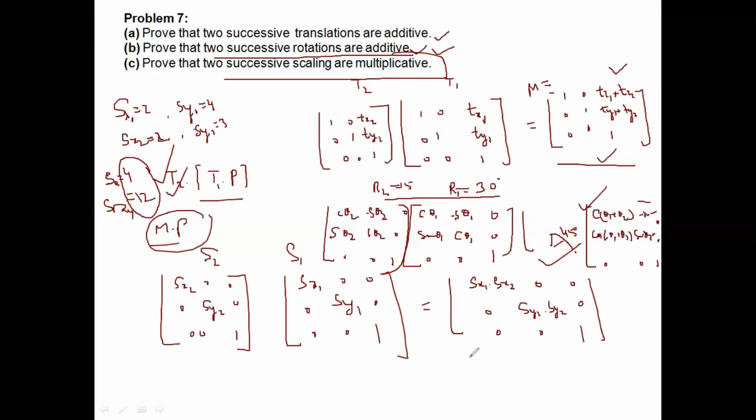Okay, so we can use this matrix directly by saying that two successive scalings are multiplicative. In the examination, these proofs can also be asked: to show that if we are doing two successive translations, they are additive, and if we are doing two successive rotations, they are additive. And you can also be asked to prove that two successive scalings are multiplicative in nature. So likewise, you are going to solve the problem. Okay, coming on to the next slide.